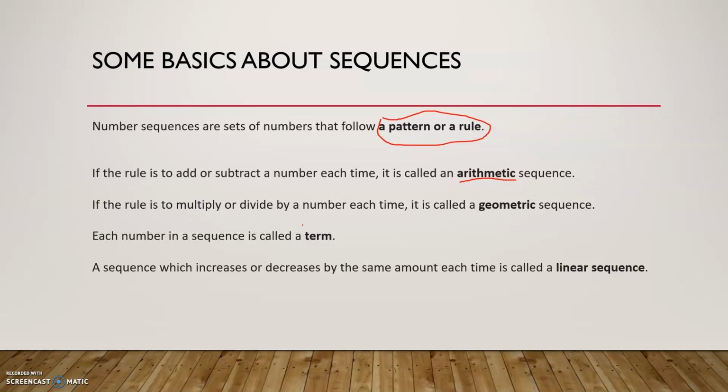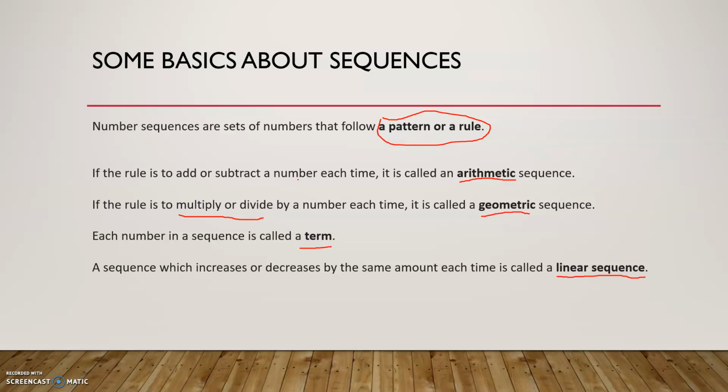Then if the rule is to multiply or divide, if we see a sequence which follows division and multiplication, then it's a geometric sequence. Each number in a sequence is called a term. A sequence which increases or decreases by the same amount each time is called a linear sequence.